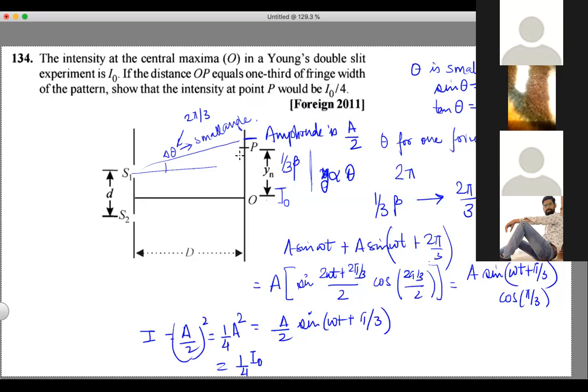Right, so usually the questions are not related to intensity in these questions. Mostly the questions that come are fringe width related. But in this question intensity was asked, so we have to do simple addition with the phase difference. This is the superposition principle, so we should use the superposition principle.